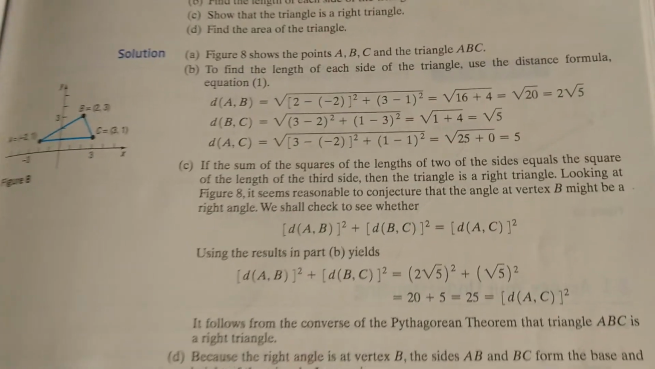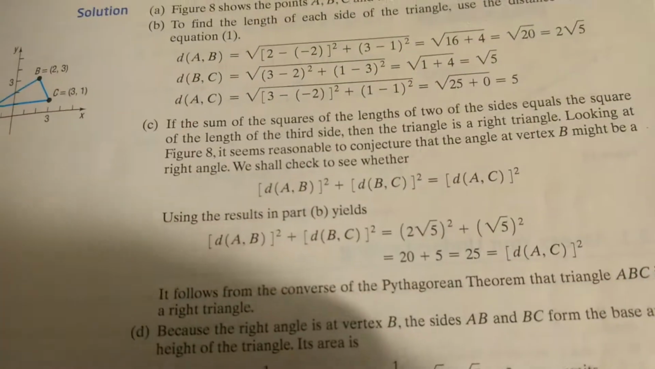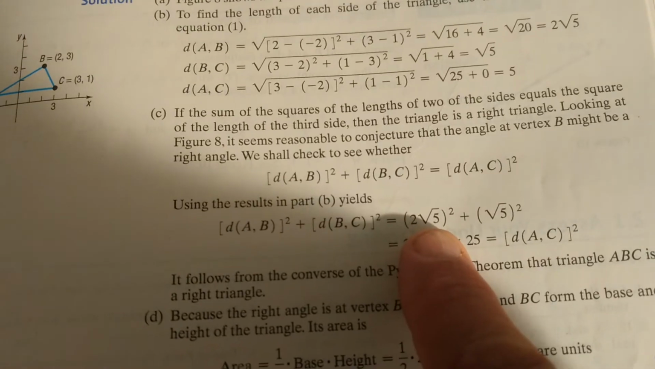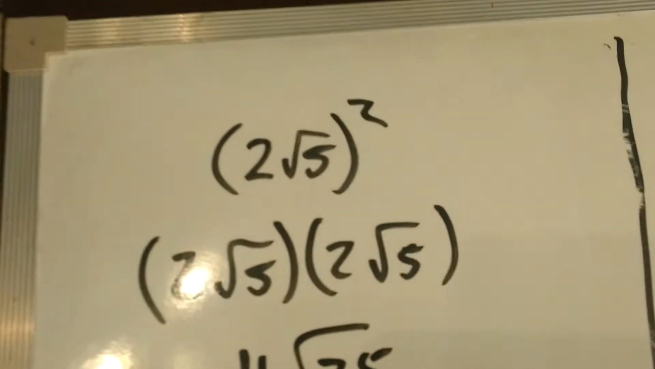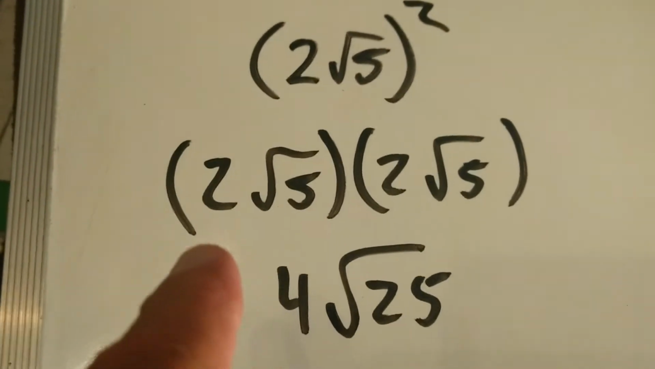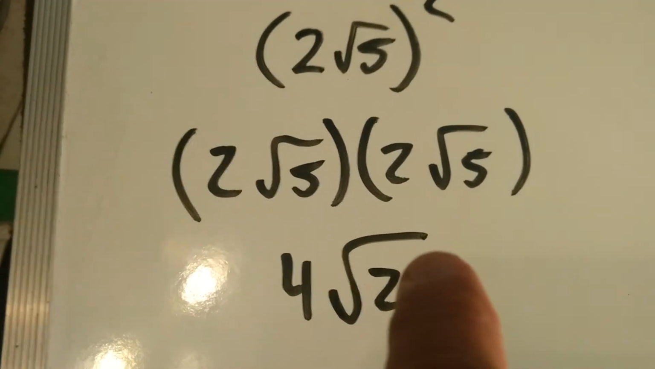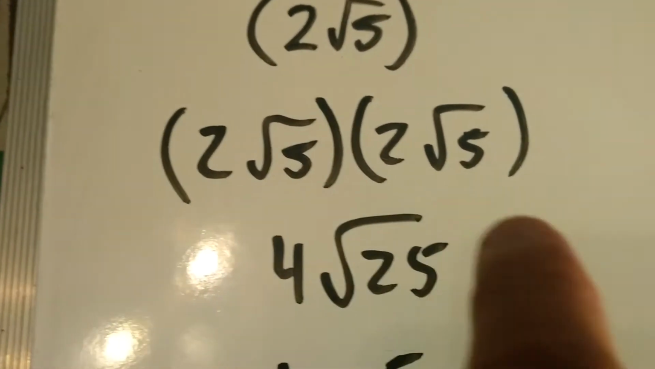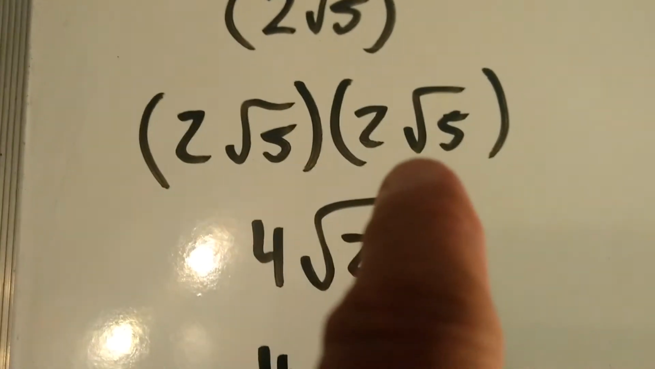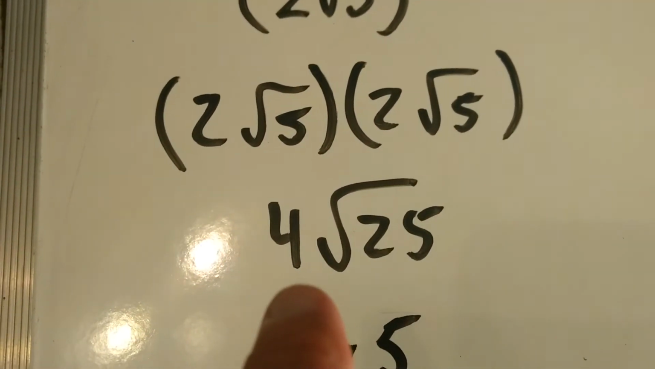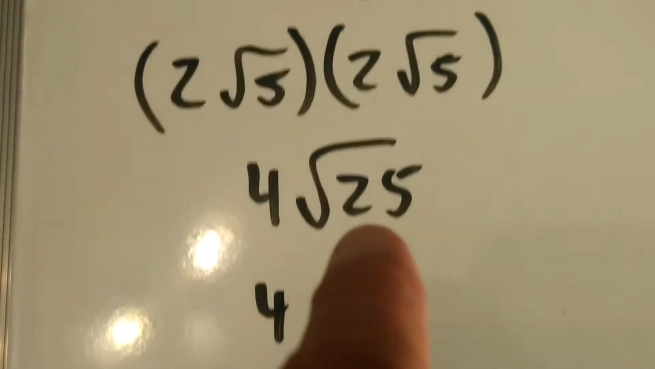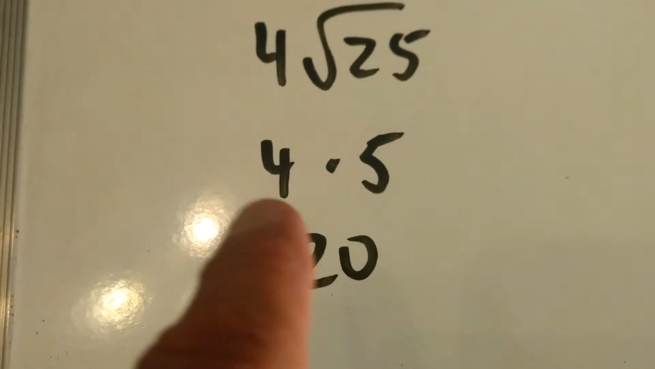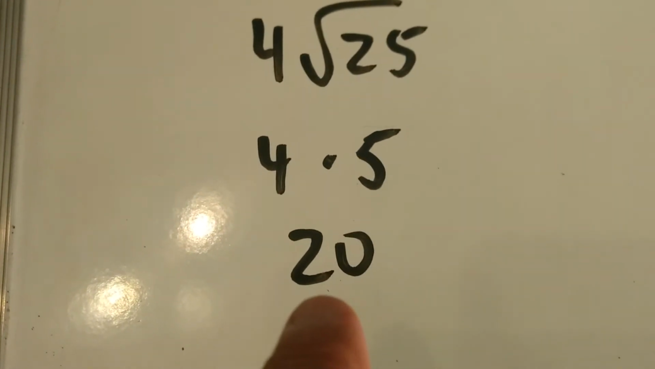make sure you remember that when you take this 2 square root of 5 squared, we really have 2 square root of 5 times 2 square root of 5. Whenever I'm multiplying radical numbers, I always multiply the outside times the outside. So 2 times 2 is 4. Multiply the inside times the inside, so that's square root of 25. Square root of 25 is 5. 4 times 5 is 20.